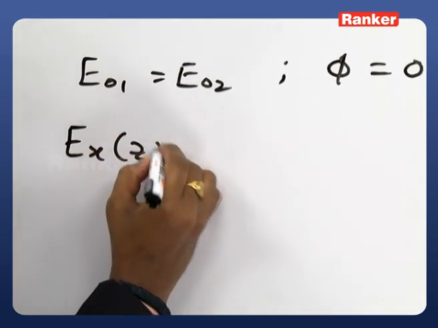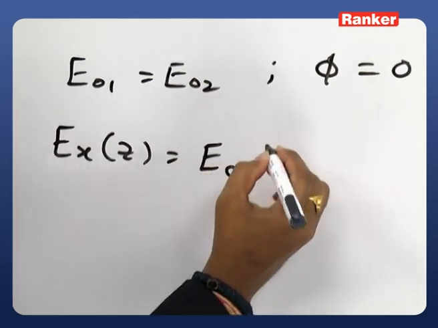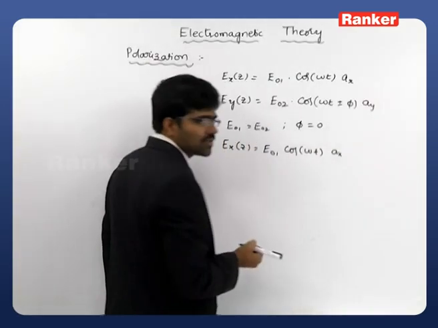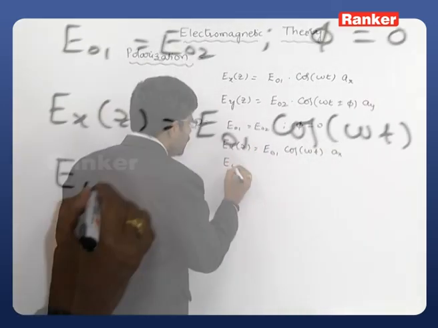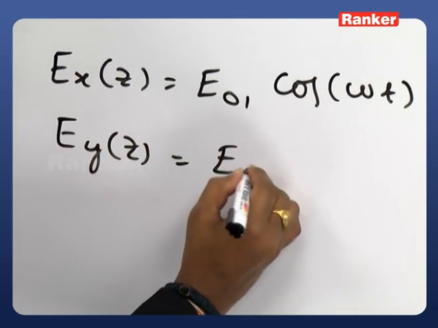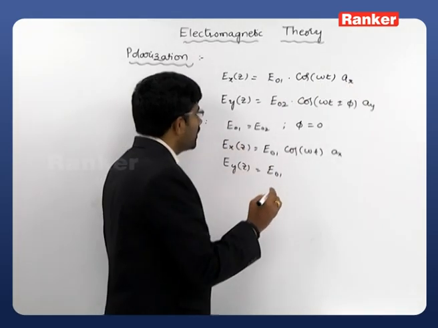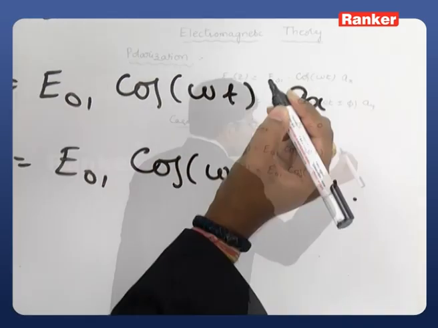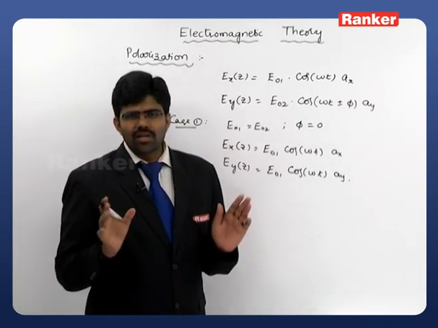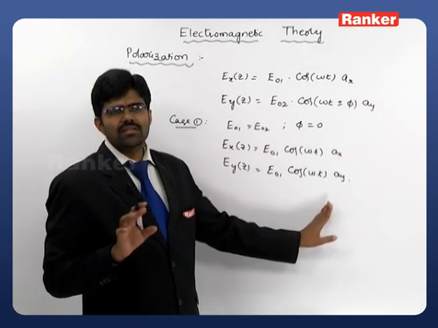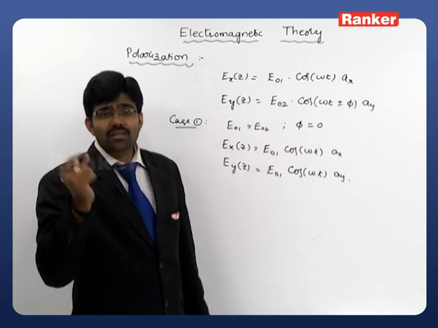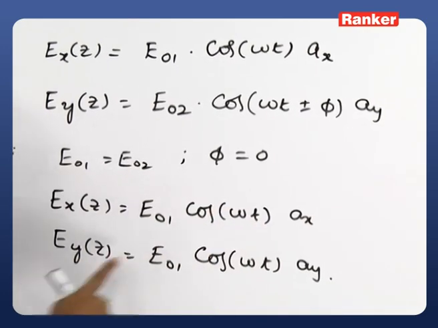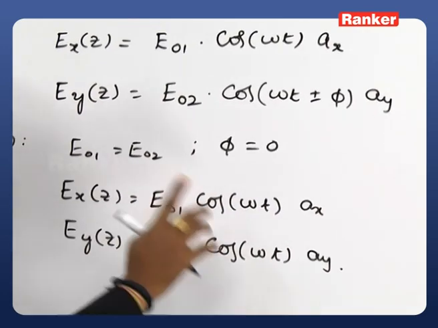Simply, Ex of z is equal to E01 cos omega t Ax. And what is Ey of z? Ey of z is equal to E01, since E01 equals E02, I am writing E01 here, cos omega t Ay. Now for our understanding, ignore the vectors and just consider the magnitudes. At every instant of time, observe Ex of z is equal to E01 cos omega t. At every instant of time, Ey of z is also equal to E01 cos omega t.